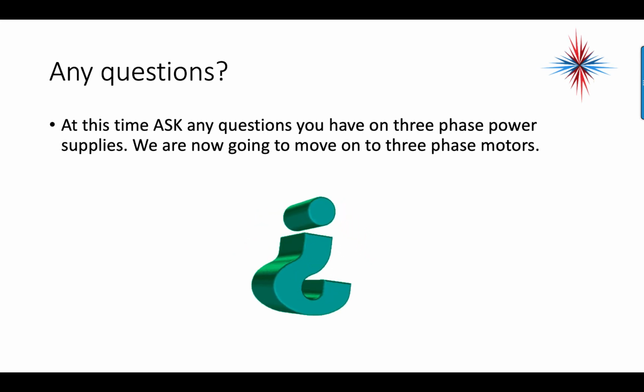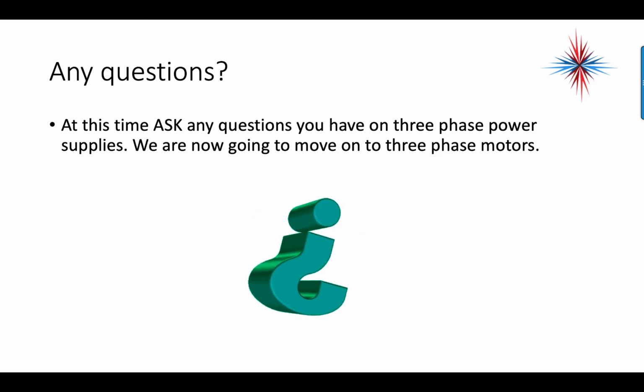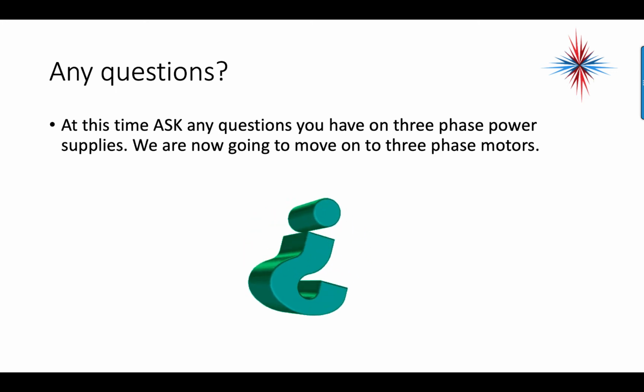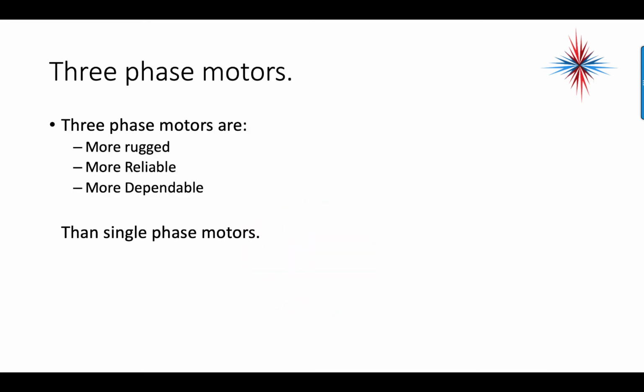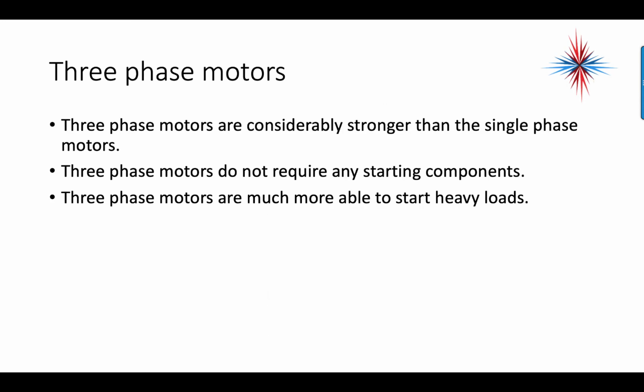Okay, so at this point, we've talked a little bit about 3-phase motors. If you're in a classroom, this is a great time to ask any questions you have from your instructor. We're now going to move on to 3-phase motors. So 3-phase motors, in comparison to single-phase motors, are more rugged, more reliable, more dependable. The most common type of 3-phase motor used in the HVAC industry is the squirrel cage induction type. 3-phase motors are considerably stronger than the single-phase motor.